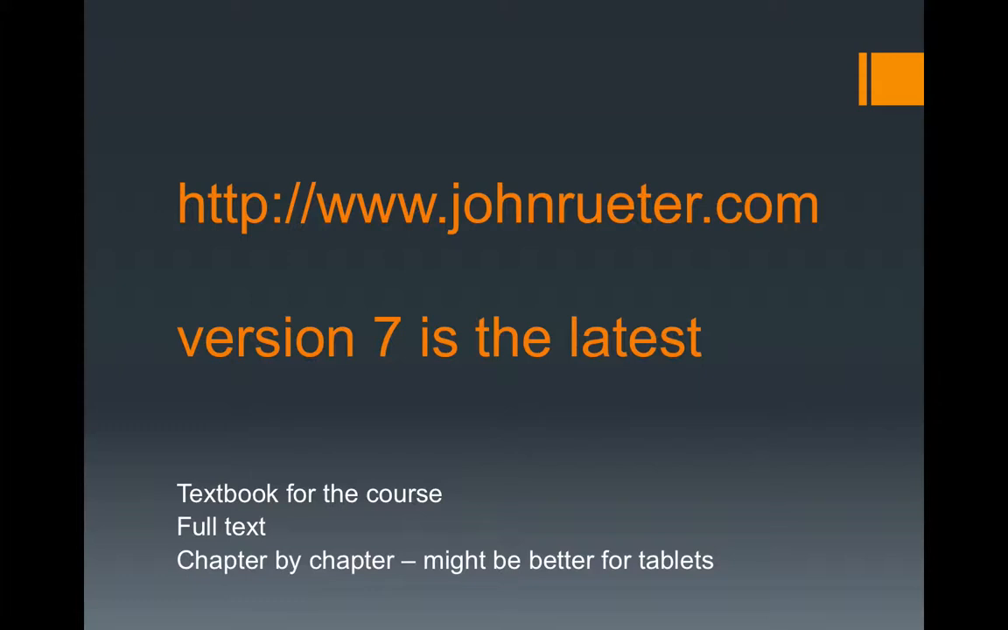The final point I want to make is that the text for the class is available at this website that I'm showing on the screen, www.johnreuter.com. This is a text that I'm writing, and version 7 is the latest. There are 2 versions there. One is the full text as a PDF that you can download for free to your computer and read. And I've also made available chapter by chapter PDFs, or shorter sections anyway, that I think might be better for tablets if you're just going to download that week's assignment and read it. So again, just go to that website and you'll see the link to go to the text.